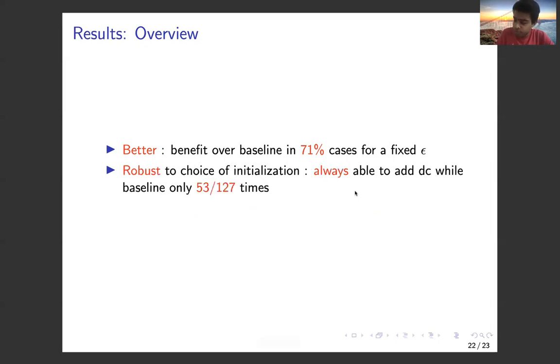And we are more robust to the choice of initialization of the activation pattern by the very nature of the approach, because we do epsilon relaxation of the property. Therefore, we are guaranteed to get a minimal activation pattern, while no such thing exists in the baseline. They are only able to reduce activation patterns or neurons to don't cares in 53 out of 127 cases, while we do it in all 127 cases. So clearly we are more robust in theory to the initialization point than the baseline.